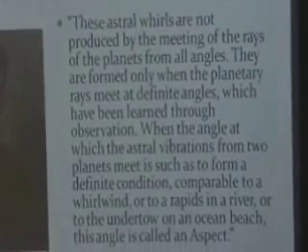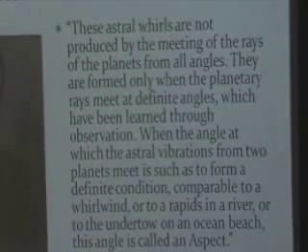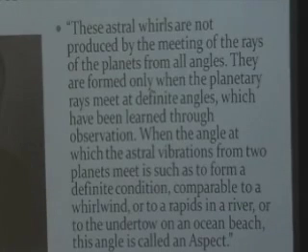Zane says, these astral whirls are not produced by the meeting of the rays of the planets from all angles. They are formed only when the planetary rays meet at definite angles, which have been learned through observation. When the angle at which the astral vibrations from 2 planets meet is such as to form a definite condition comparable to a whirlwind, or to rapids in a river, or to the undertow on an ocean beach, this angle is called an aspect.